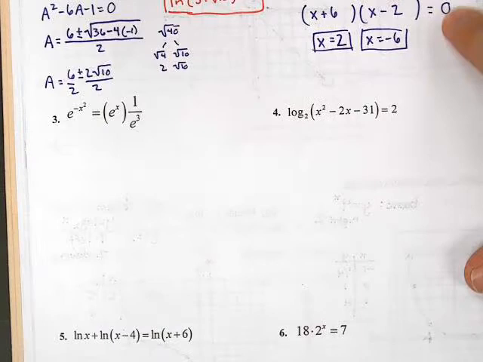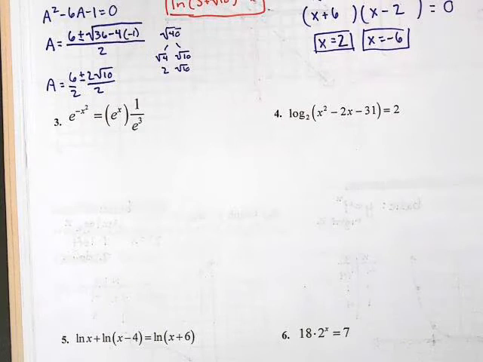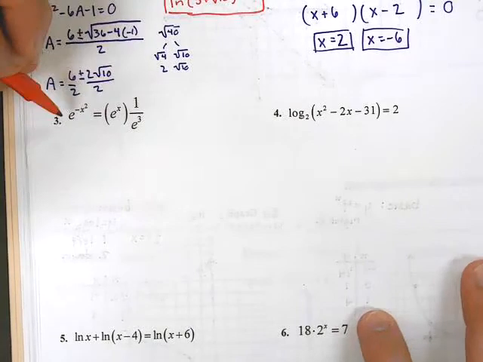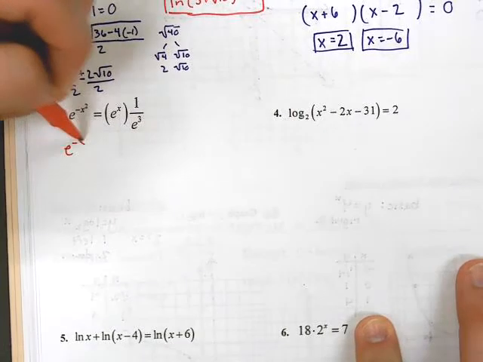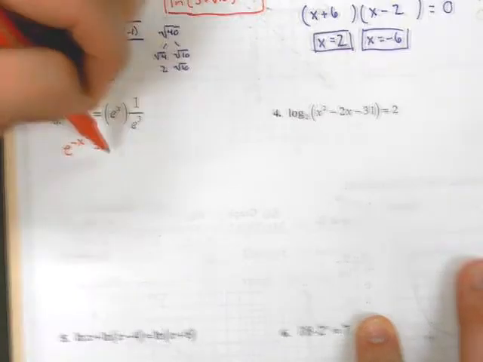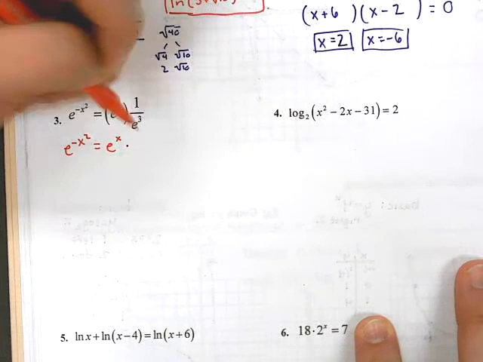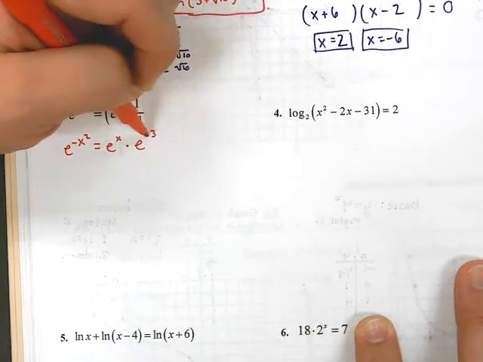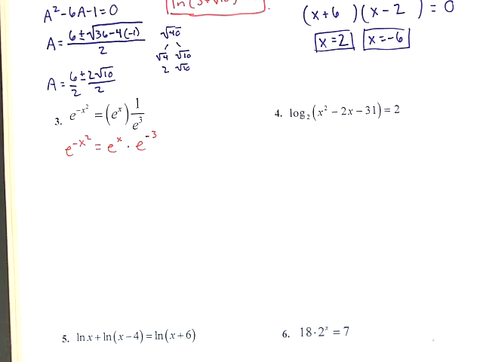All right, let's move on. Let's check out something like number 3. All right, similar type of problem. I see lots of e's. So I have e to the negative x squared is equal to, okay, let's go e to the x. Let's change this to e to the negative 3. I think that'll be a little easier for us to notice and work with.